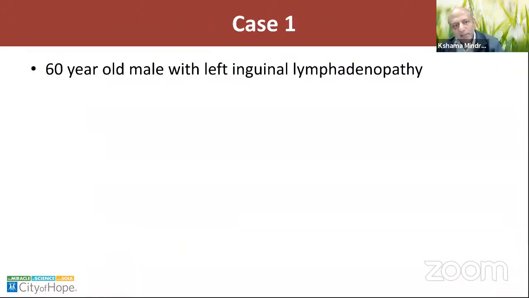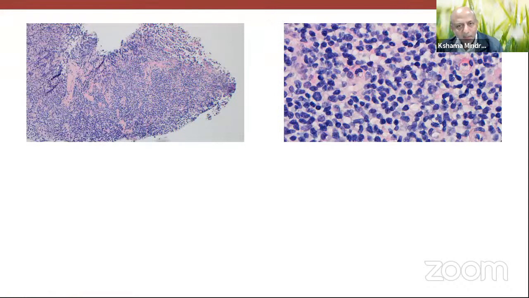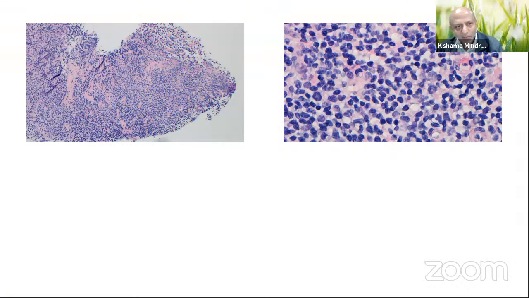So I'd like to start with the case. This is a 60-year-old male with left inguinal lymphadenopathy. And here is the histology. Because you had such wonderful presentations before, the histology pictures that I'm going to show you will be very brief. So the biopsy was very small, which is always a challenge for lymphoma.